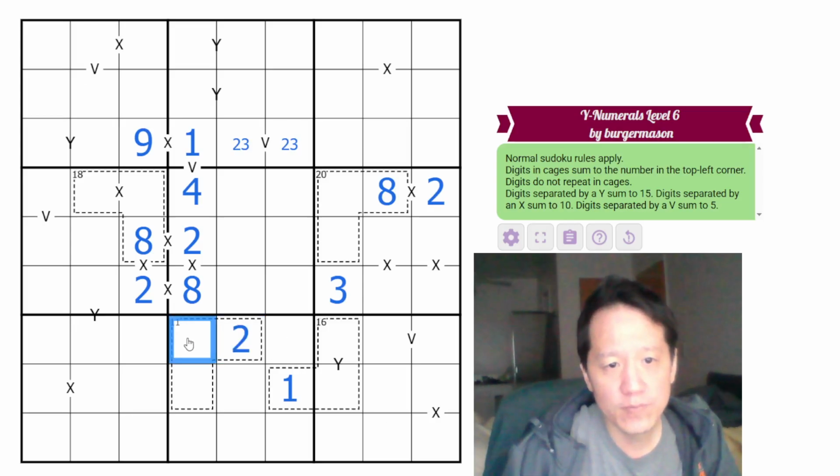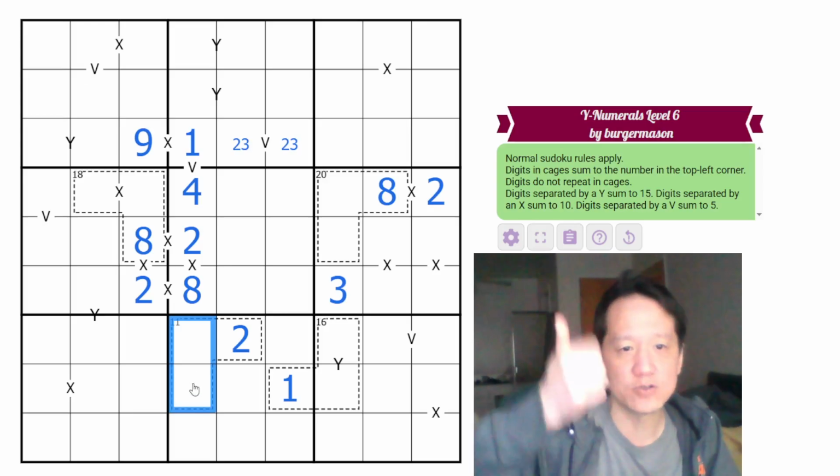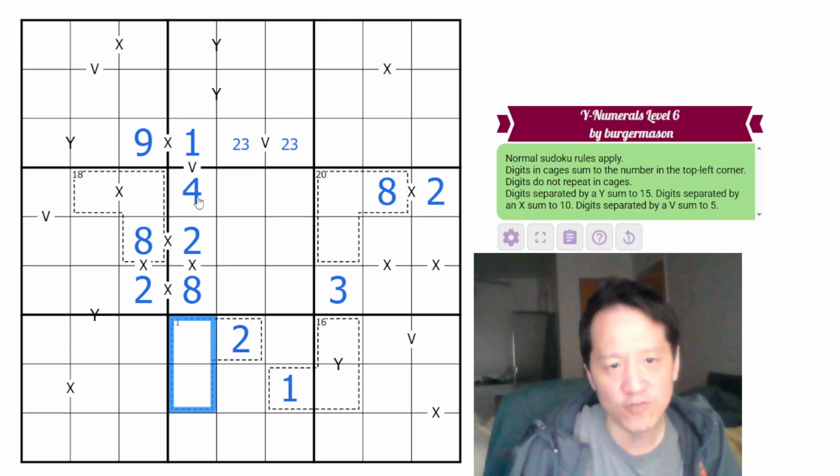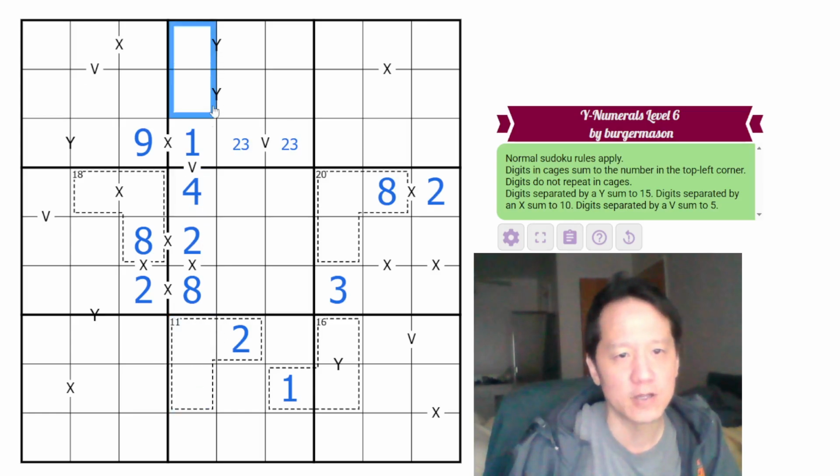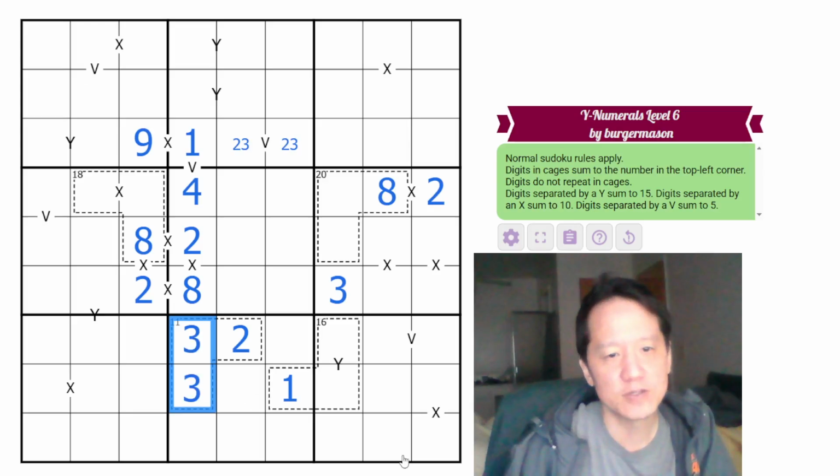Well, what does that mean for these two cells? It either is 3, 6 or 4, 5, but it can't be 4, 5 because we already have a 4 in the column. Therefore, this must be 3 and 6.